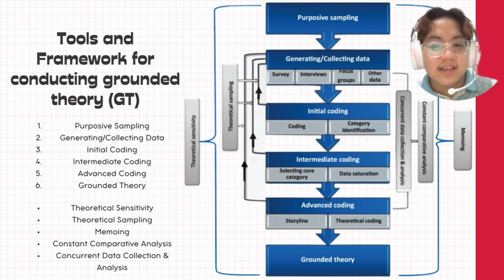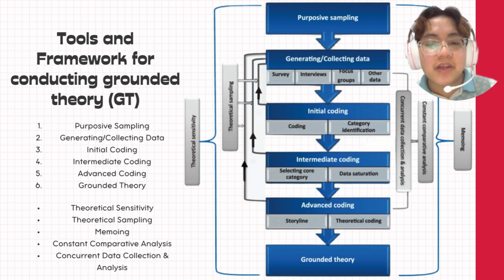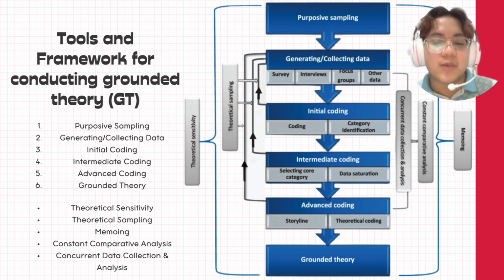As you can see on the left side, there are the words theoretical sensitivity and theoretical sampling. Theoretical sensitivity refers to the researcher's ability to recognize what is important in the data, influenced by their background knowledge and intuition. And theoretical sampling occurs throughout the process, as you keep gathering more data based on what you find important or need to explore further.